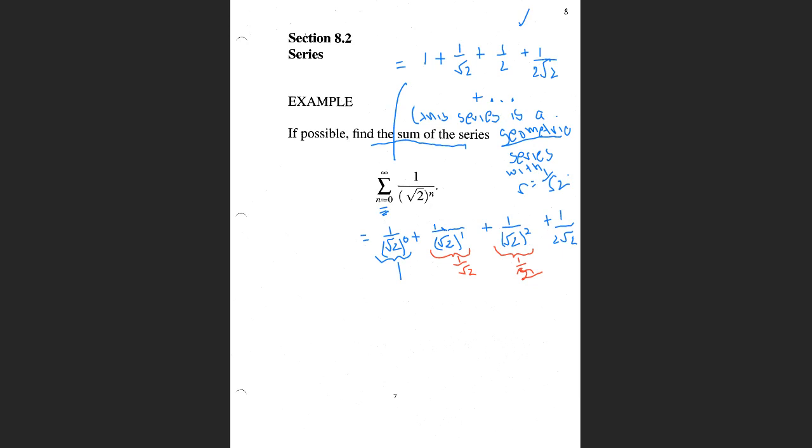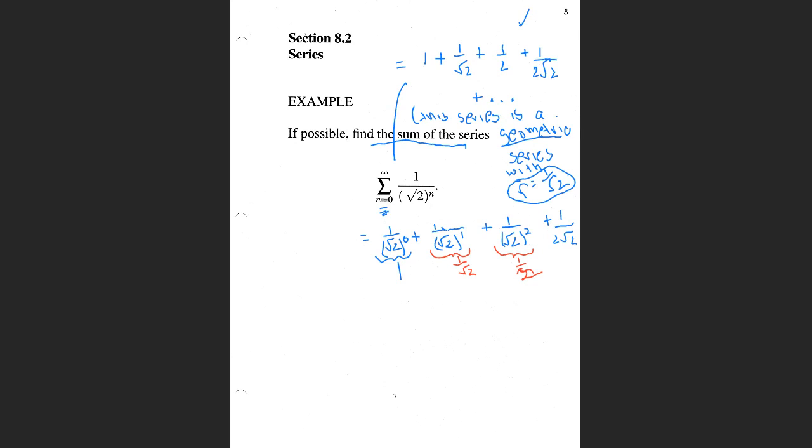Okay. So will this series converge, given this common ratio? Leping says yes. That's right, because 1 over square root of 2 is less than 1.